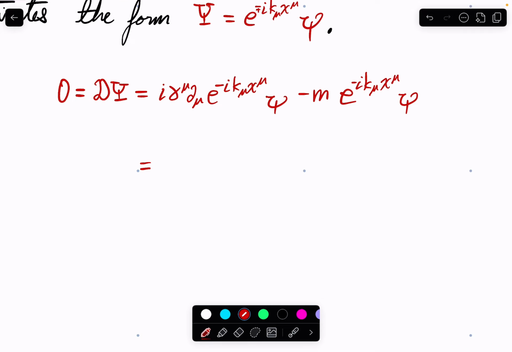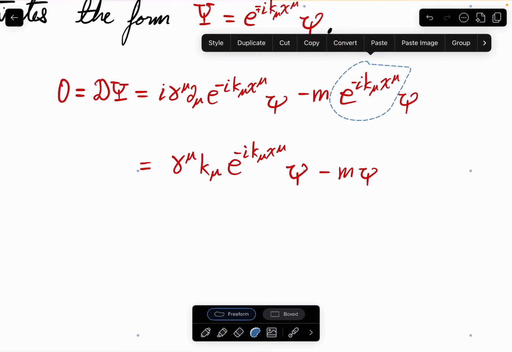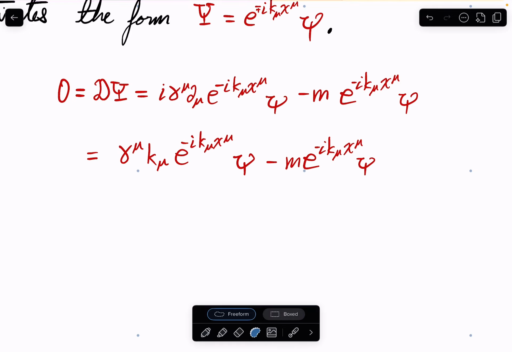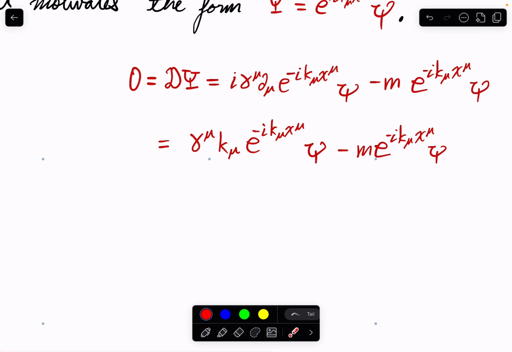And now we take the derivative of this portion, so we get a minus i and an i, so that's just negative i squared, so that's positive 1. So we just end up with gamma mu times k mu times e to the minus i k mu x mu times the spinor, minus m times the spinor. I keep forgetting to write this term in, so let me put that back in. And because this is all equal to 0, we can divide out the wave-like structure, and we can just get gamma mu k mu u minus m u.